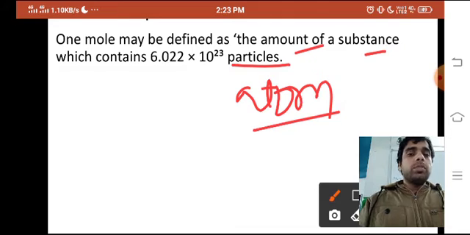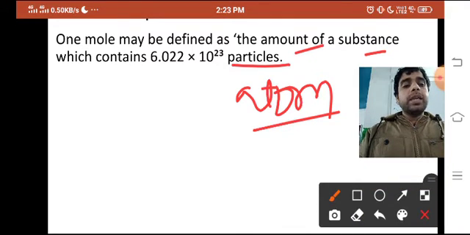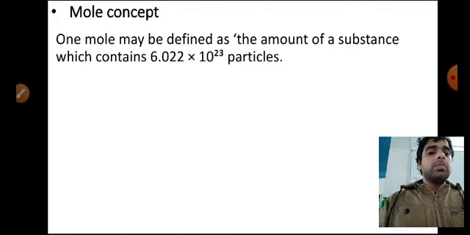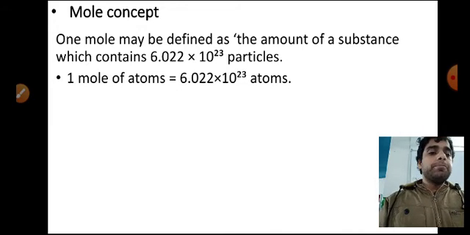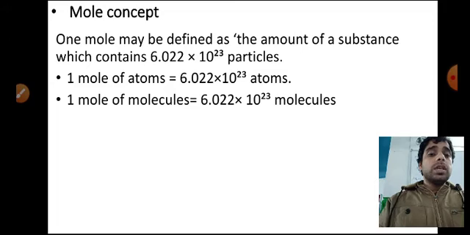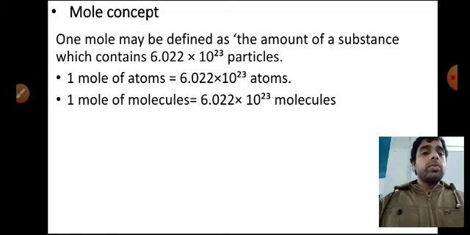I can also talk about molecules. So 1 mole of atoms is possible, and 1 mole of molecules is also possible. It depends on what I am talking about. If 1 mole of particles is there, that means 6.022 × 10^23 particles. If 1 mole of atoms is there, that means 6.022 × 10^23 atoms. Here you can see it is written 1 mole of atoms is equal to this many atoms, and 1 mole of molecules is equal to 6.022 × 10^23 molecules.